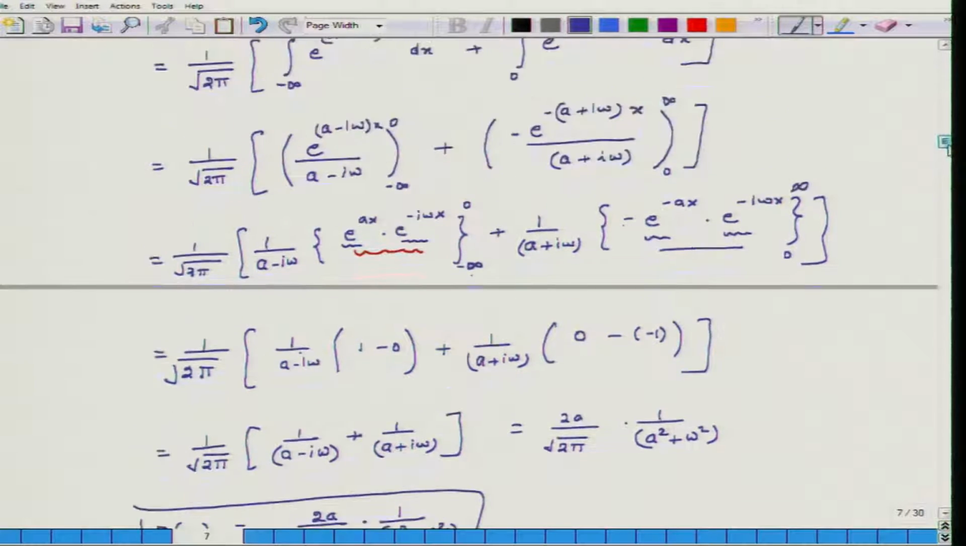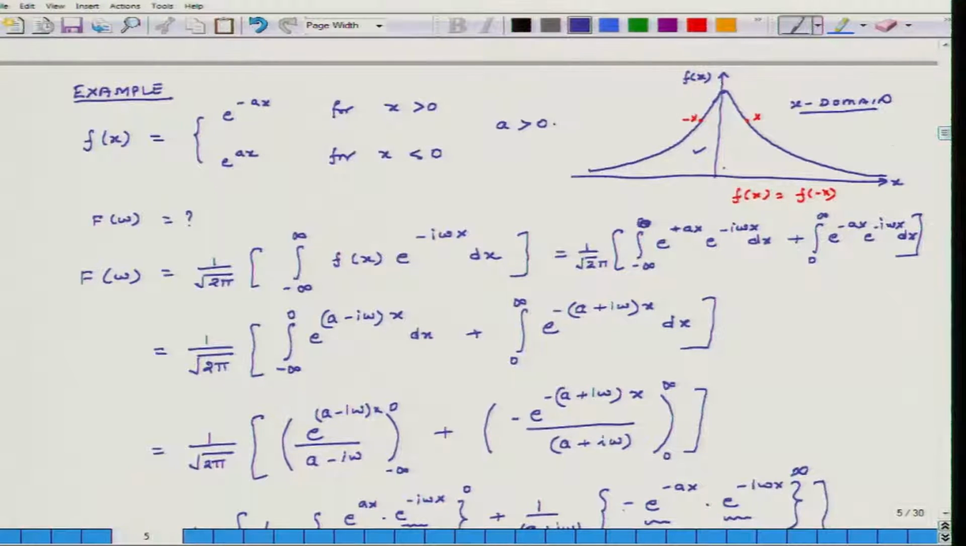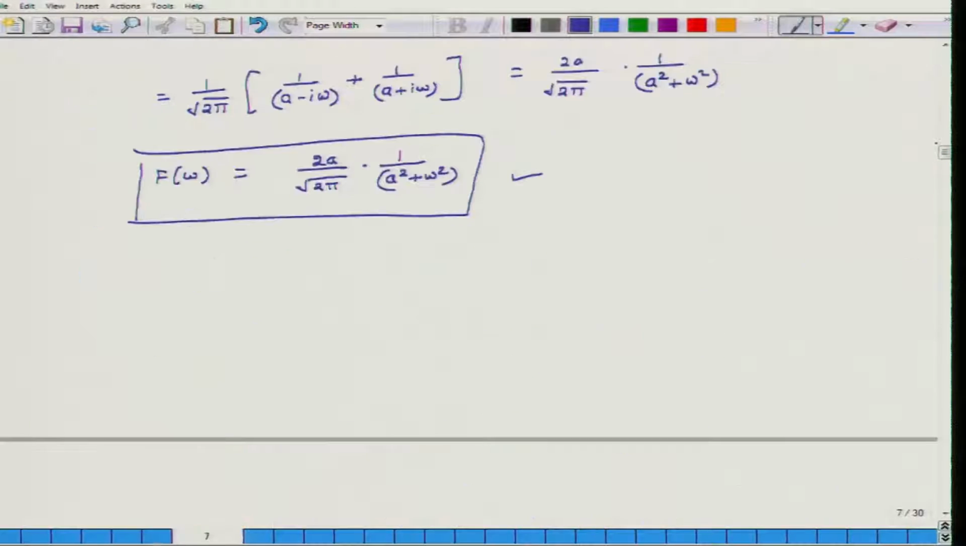So, any function, if graphically we see that it is symmetric about the axis, then it is an even function and then it will have only cosine terms. So, its Fourier transform will be a pure real function, it will not have any imaginary components.